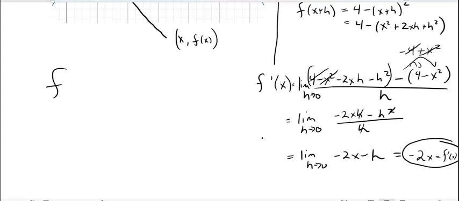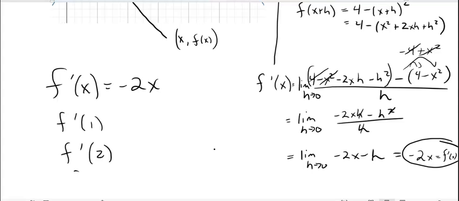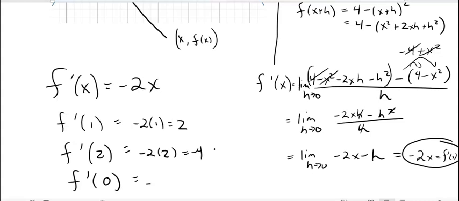This gives me the slope of the tangent line for any x value. That's why it's so powerful to find the derivative as a function of x, because now I can pick my a values and figure out the derivative for any point, right? F prime of 1, negative 2 times 1. F prime of 2, negative 2 times 2. F prime of 0, negative 2 times 0 is 0.